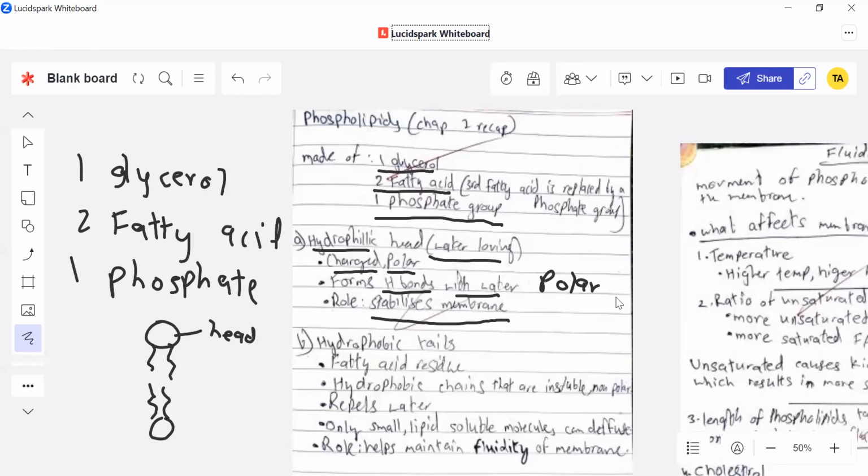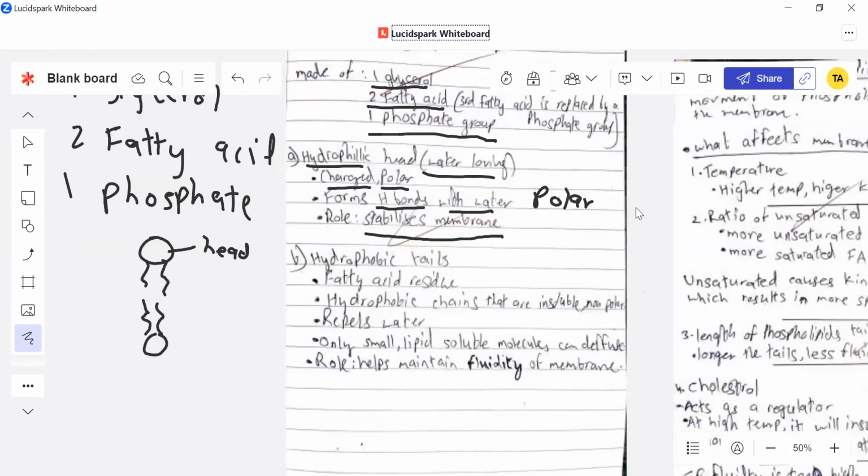What do I mean by stabilize? I'll explain later on. But the tails, right, are hydrophobic. Hydrophobic meaning that it really doesn't like water. It doesn't form bonds with water. And so it's made up of fatty acid residue. So the two fatty acids are present in these tails. And the tails are hydrophobic. That means it's insoluble and it's non-polar. So these tails, they act like oil.